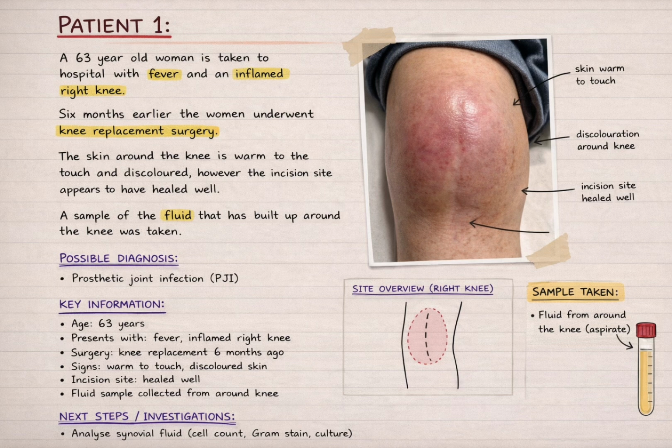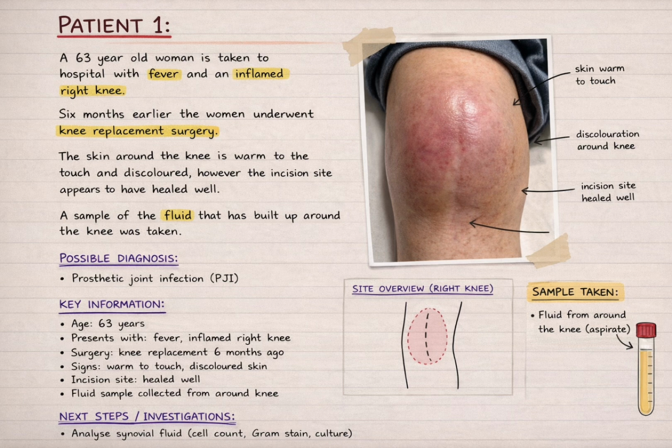We're also told that fluid has built up around the knee and a sample has been taken. In real clinical practice, this is exactly what we do. We take synovial fluid to confirm infection. Now, thinking microbiologically, what organism commonly causes this? The key answer here is Staphylococcus aureus.